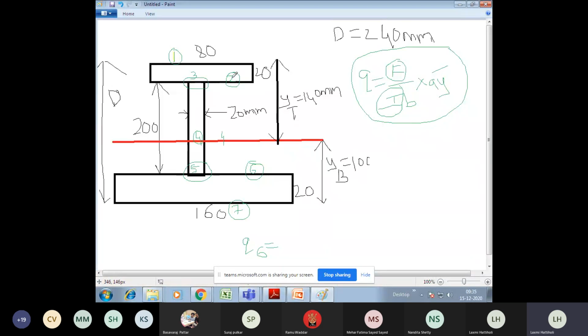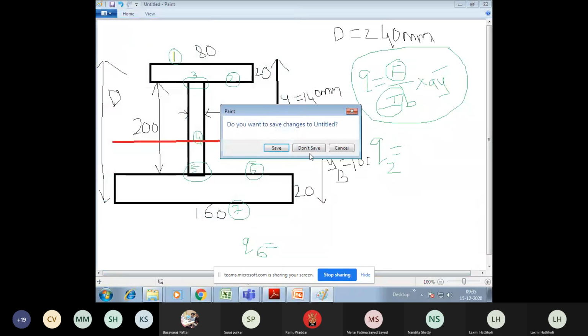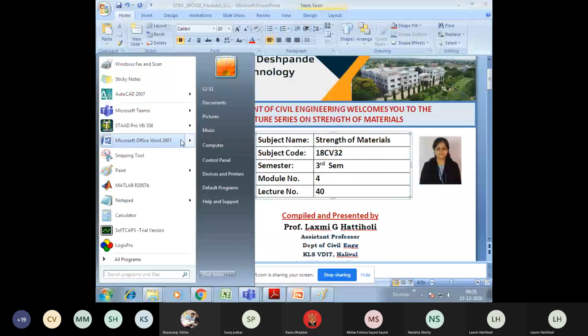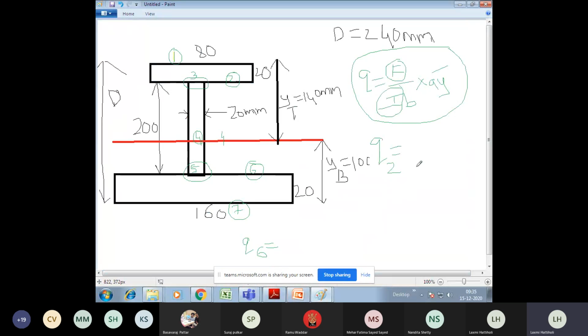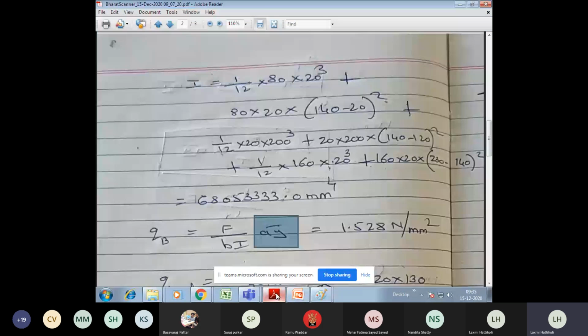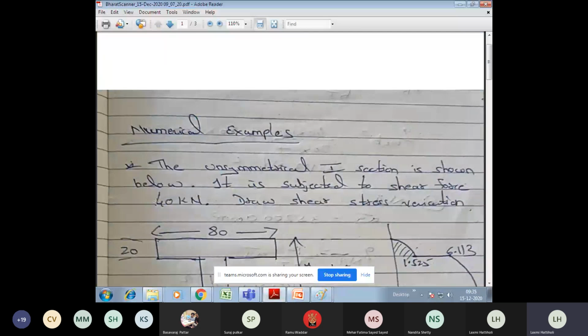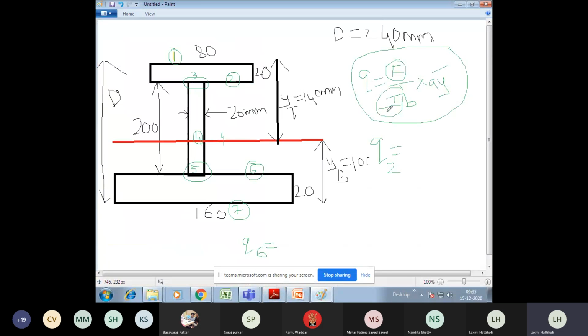Next, I'll come back to the Q2 calculation. See, observe the Q2 calculation. F is already given to you in the question. What is F? It is 40 kilonewton, that is 40 into 10 raised to 3. Correct? Convert in newtons. F is 40 into 10 raised to 3. Next, I is already calculated. Use that.